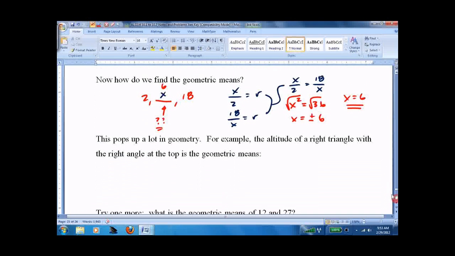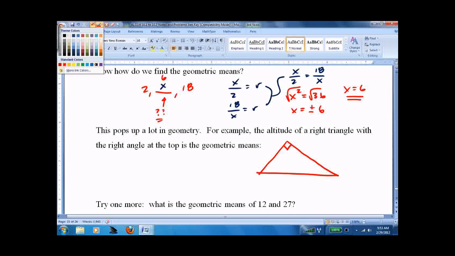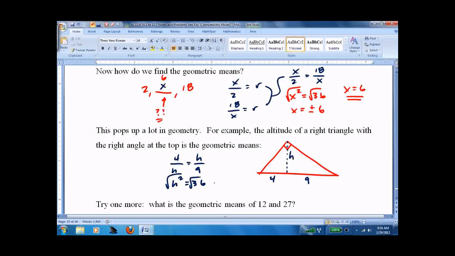This pops up a lot in geometry. For example, the altitude of a right triangle when we lie it on its hypotenuse. Draw an altitude straight down, you're going to break this into the geometric mean. So if, for example, this was 4 and this was 9, we'll call this h, that's what we usually call it in geometry. We could say 4 over h equals h over 9. We can do that because of similar triangles, but it's the same concept of geometric mean. We get h squared equals 36. Square root of both sides, we get h equals 6.